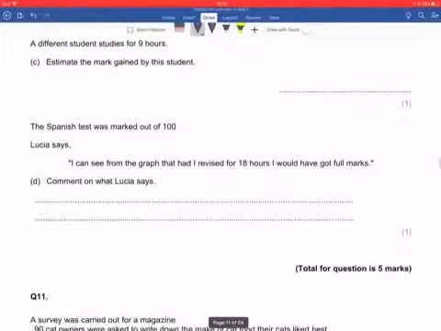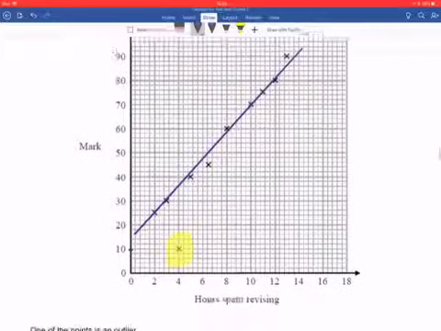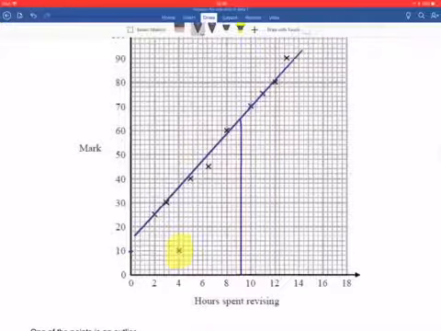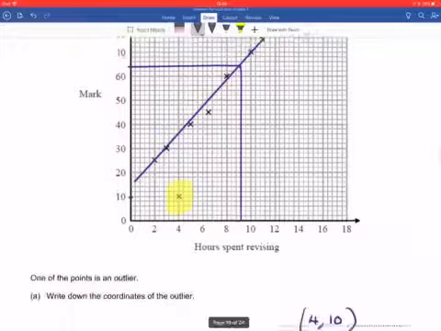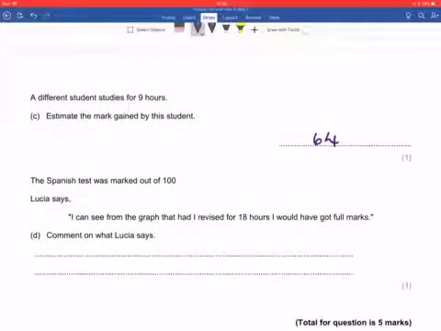The different students do this for 9 hours, estimate the mark. So you literally use the information you've already got, and you go up and you show the examiner exactly where you got your estimate from, and I would say that's 64. Okay, so 64.